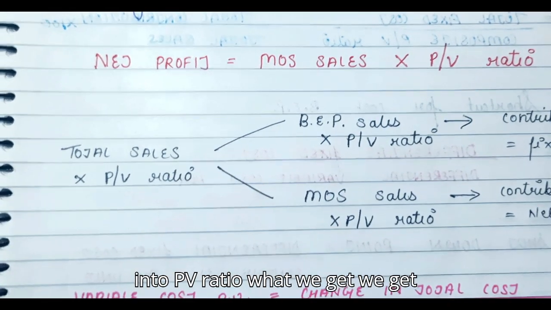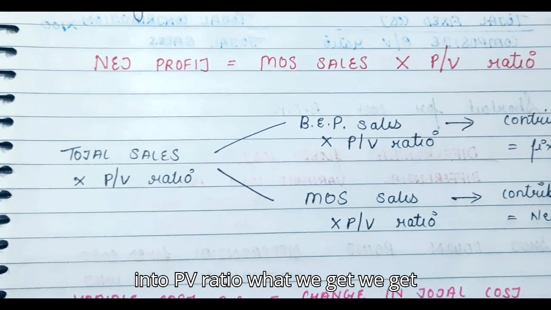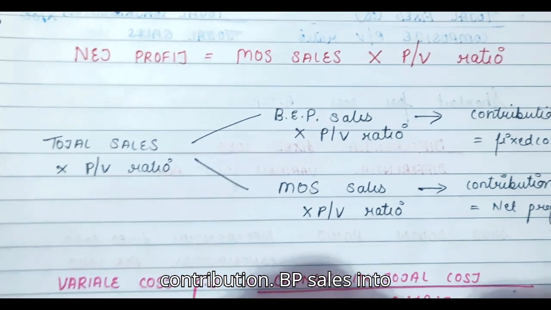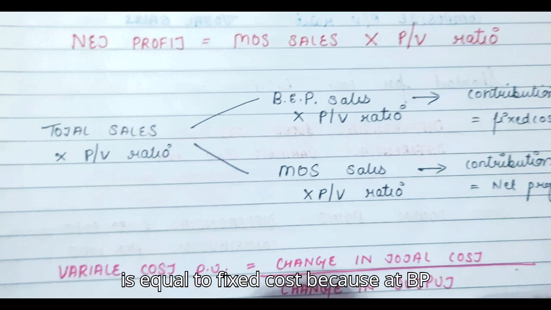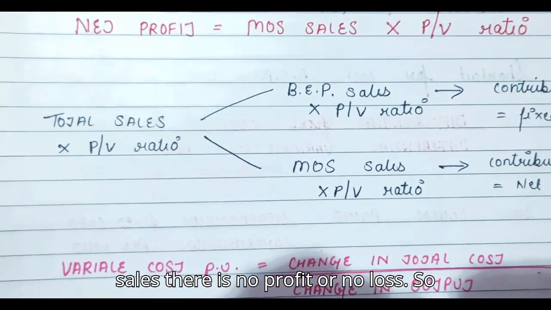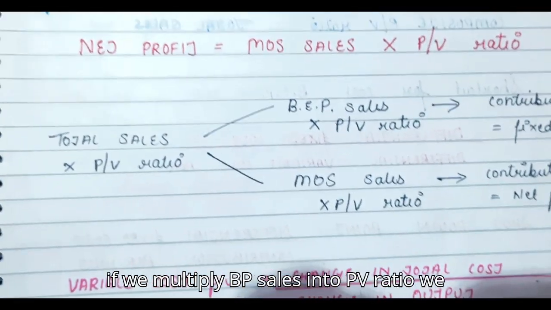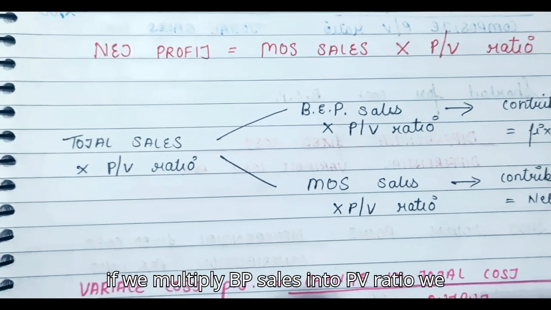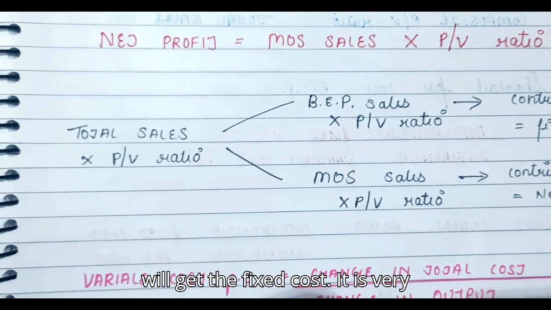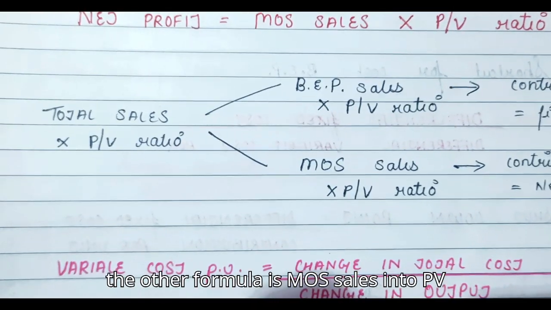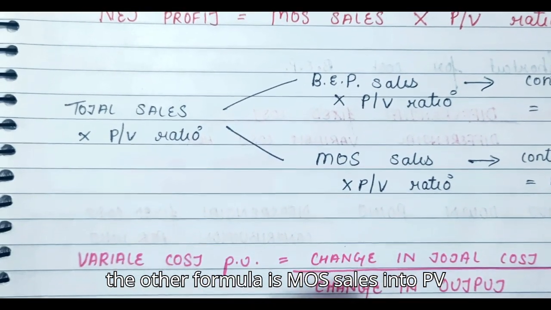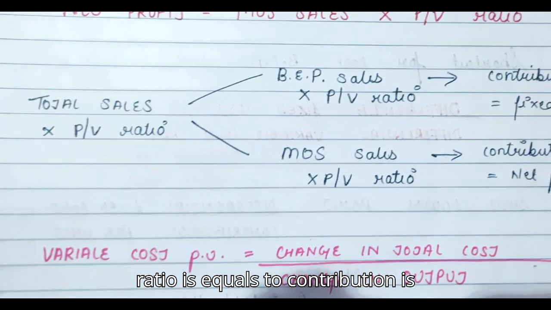So total sales into PV ratio, what we get is contribution. BP sales into PV ratio is equal to contribution, which is equal to fixed cost, because at BP sales there is no profit or no loss. So if we multiply BP sales into PV ratio, we will get the fixed cost. It is very useful while solving questions. Now the other formula is MOS sales into PV ratio is equal to contribution.